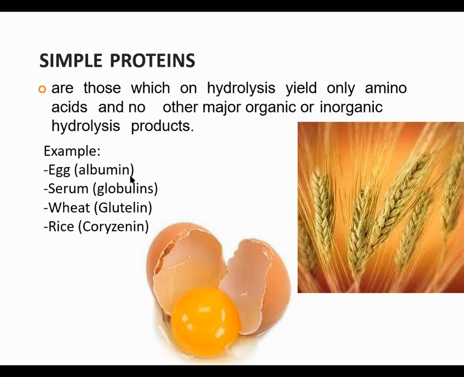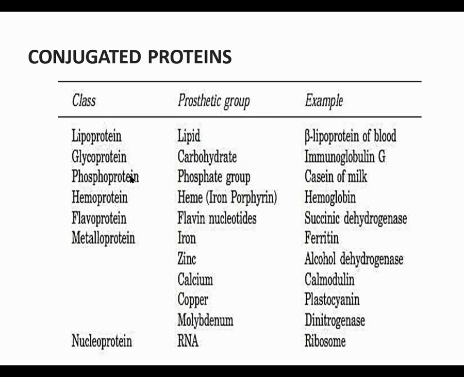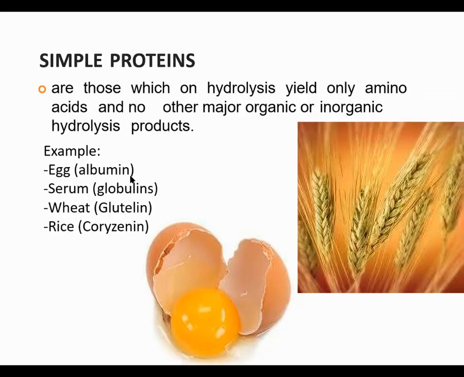Another classification of proteins is if it is simple. When you say simple, it contains only amino acids and doesn't have major organic hydrolysis products. An example of that one is egg serum, which contains globulin, wheat, which contains glutenin, and oryzenin, which is coming from rice.